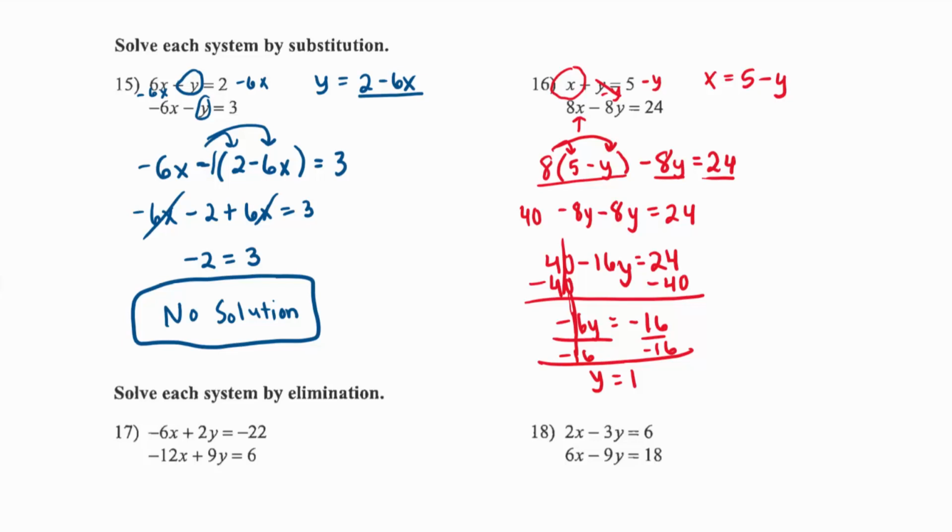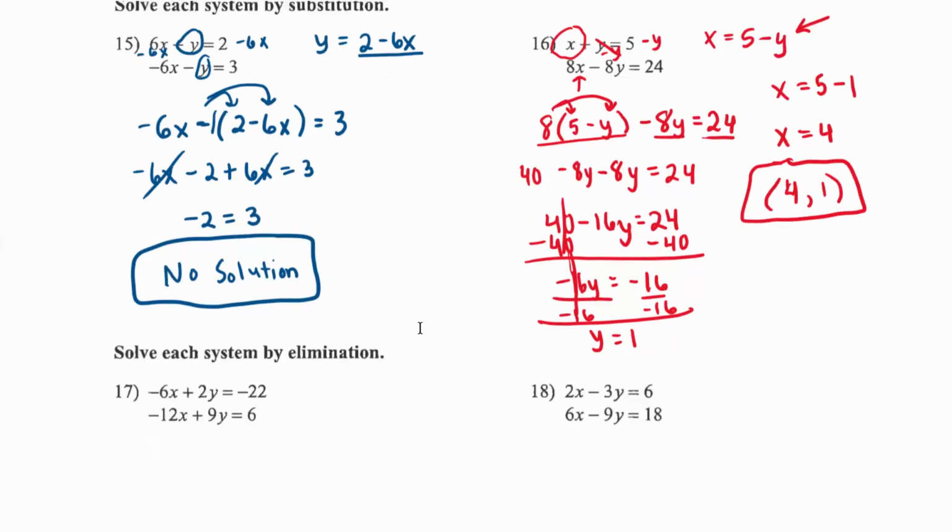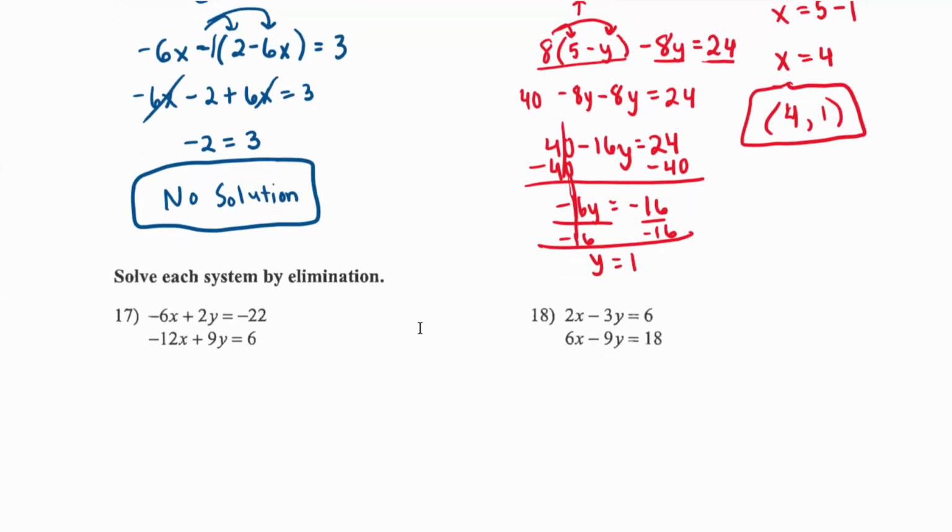Now we want to know what x equals. So the best place to do this is right here where we already solved for x. What we can do is we can put a 1 where that y is and say, well, 5 minus 1 is 4. So that means x equals 4. And then we write our answer actually as a point, because what's happening here is these are two lines that are crossing, and they are crossing at the point 4, 1. So a lot more work when we were trying to actually find an answer versus having no solution, but there it is. Now we're going to do elimination.